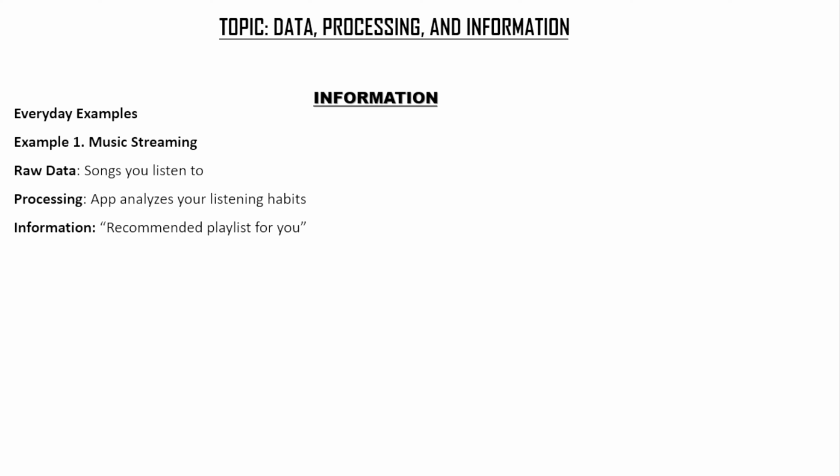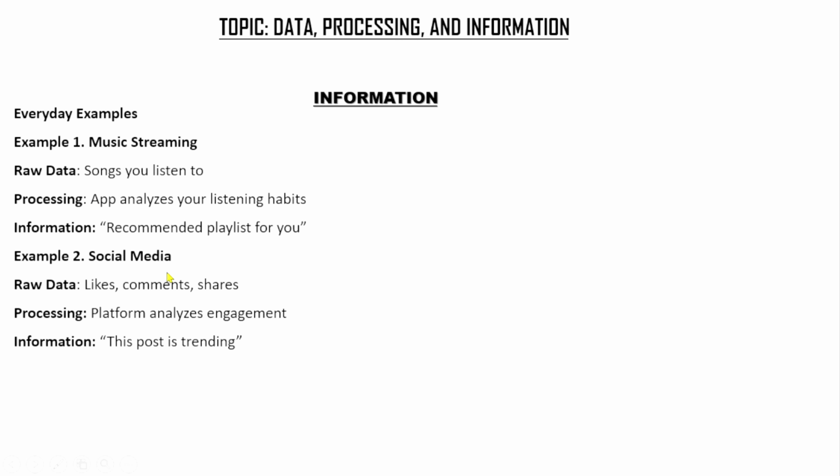So everyday example, as I said, music streaming: raw data is the songs you listen to, processing is the app analyzing your listening habits, right? Information is a recommended playlist for you based on the processing it has done on your listening habits, right?